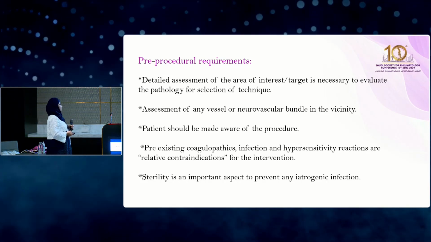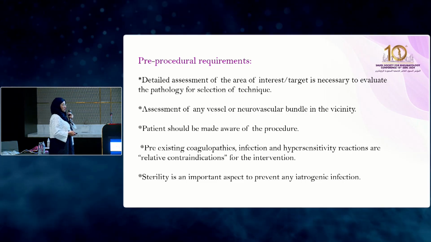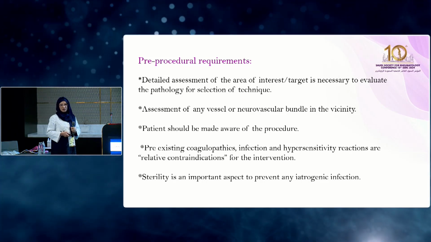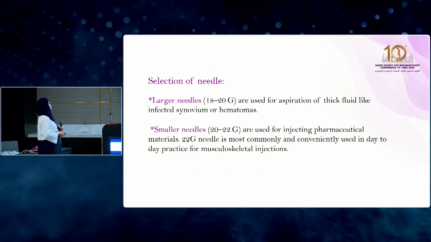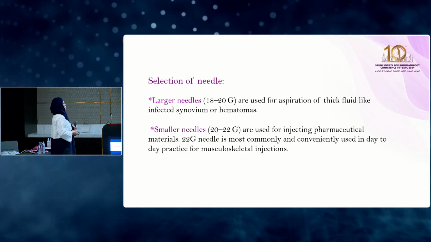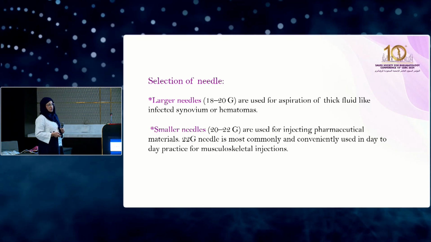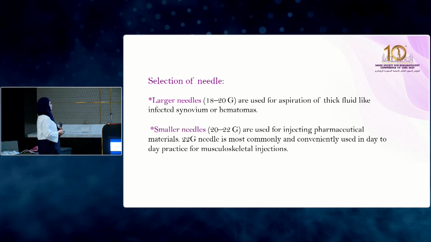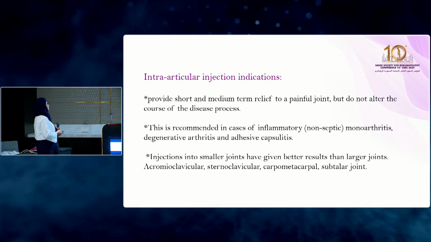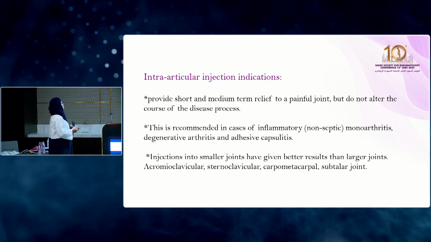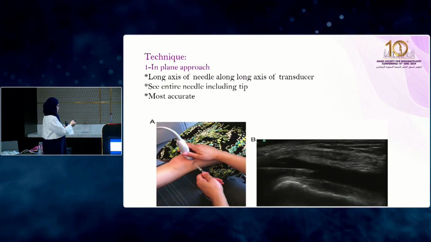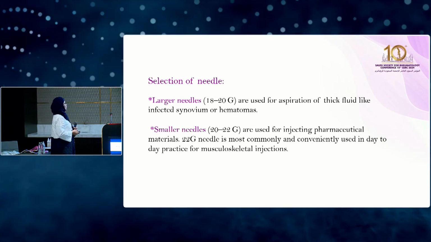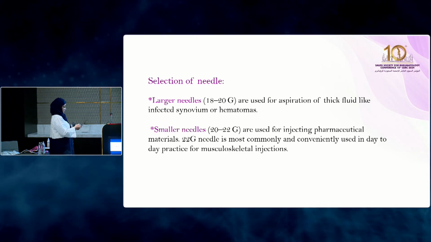The sterility technique is mandatory to prevent any iatrogenic infection, especially in a joint like the hip joint. You cannot do it in the clinic. It has to be in completely sterile conditions. For the selection of needle, usually we use a 20 gauge needle. This is more suitable for intra-articular injections or in general for the musculoskeletal system. A larger gauge needle can be used if you are going to aspirate a fluid like synovitis or hematomas. But the smaller, 20 gauge needle is commonly used in day-to-day practice.